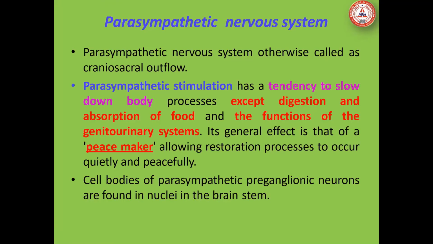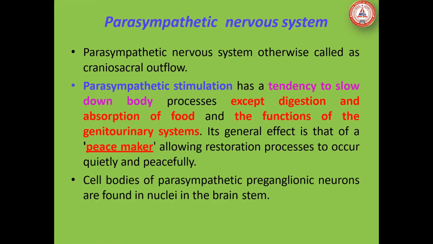Now, the parasympathetic nervous system. The parasympathetic nervous system is also called the craniosacral outflow or craniosacral nervous system. The parasympathetic stimulation has a tendency to slow down the body's processes, except in the digestion and absorption of food and the function of the genitourinary system. It is also called the peacemaker, or the rest and digest response.